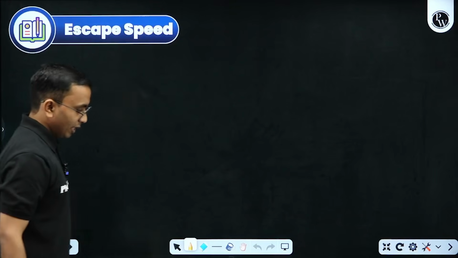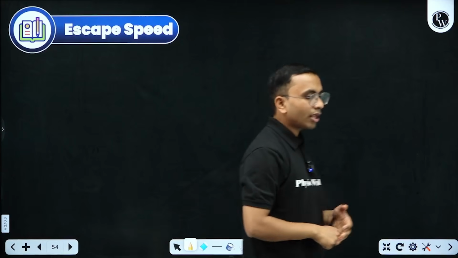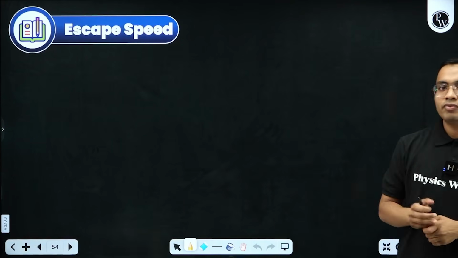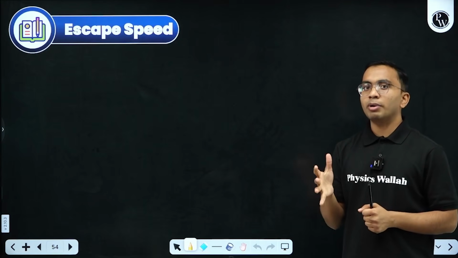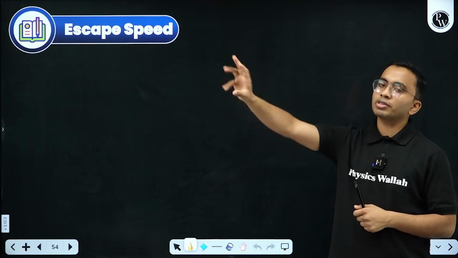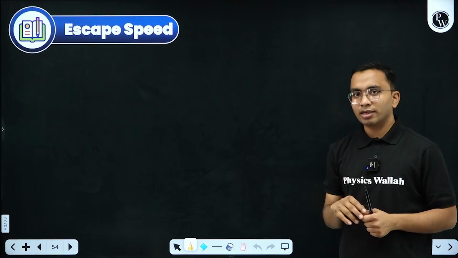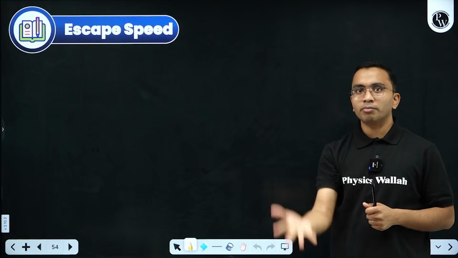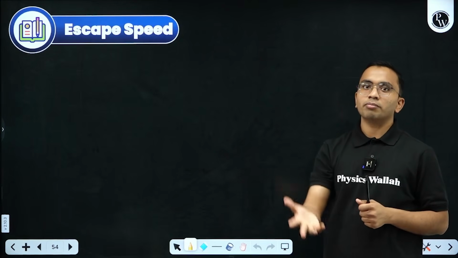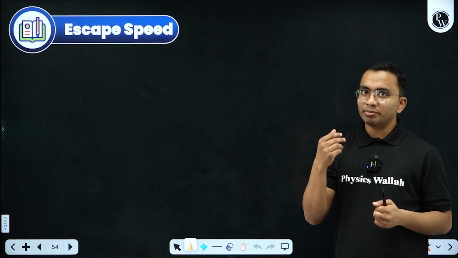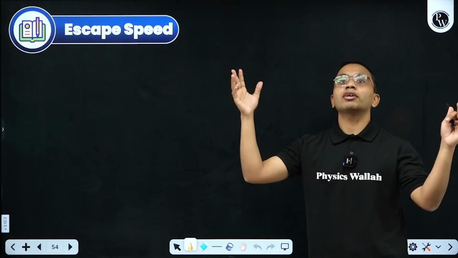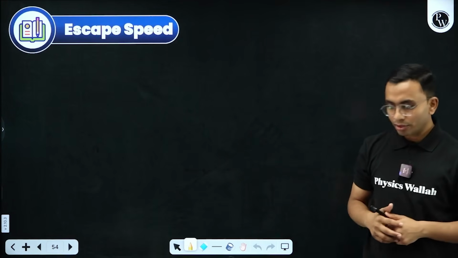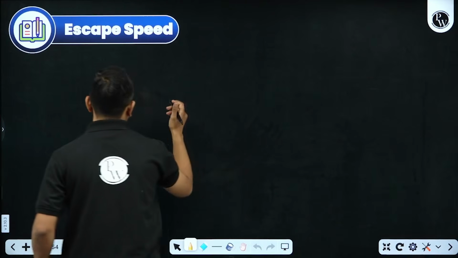Okay, escape speed. Now escape speed means with what minimum speed you should throw a particle or a mass such that it escapes the gravity. It will not come back. Now generally I throw a ball, it will come back. Again throw, it will come back. It means it's not escaping. But if let us take, I throw with a very high speed, it never comes back. I'll say it escaped. Okay, so escape speed is the minimum velocity.